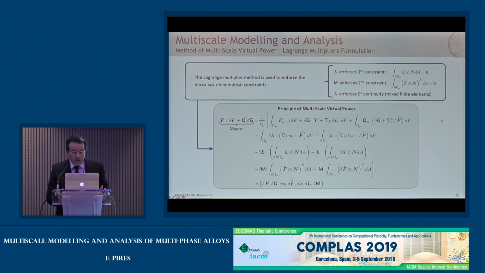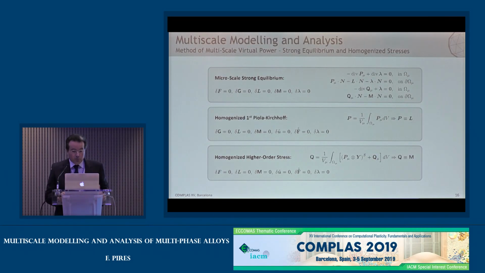The principle of multiscale virtual power is used to provide the physical link between the two scales, and it basically states that the power that we produce at the macro scale should be equal to the homogenized microscale virtual work. The strong form of the microequilibrium problem can be obtained by setting some of the multipliers to 0, and we can also obtain the higher order stresses from this procedure.